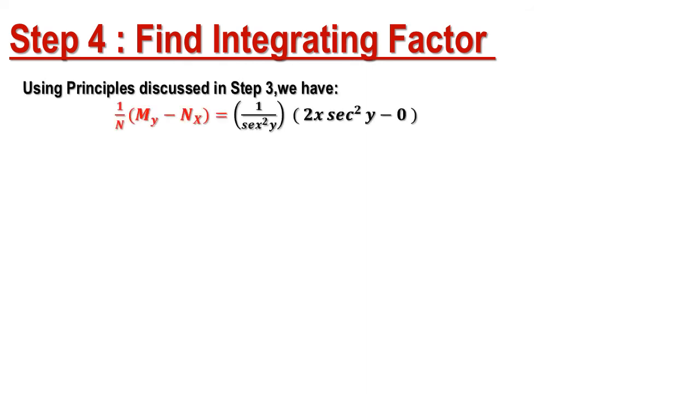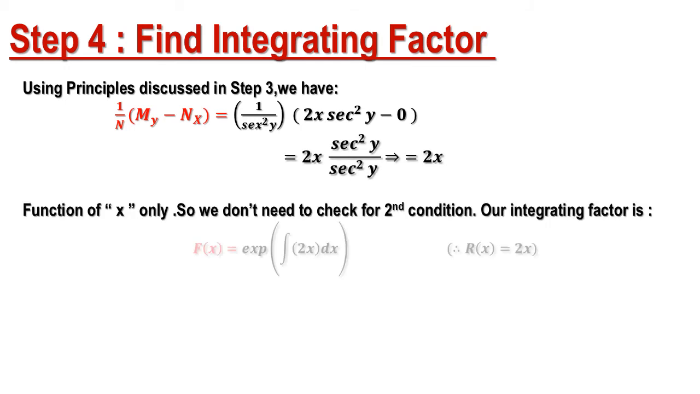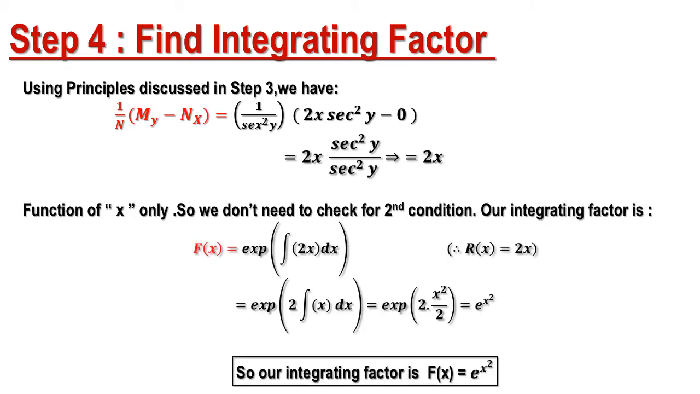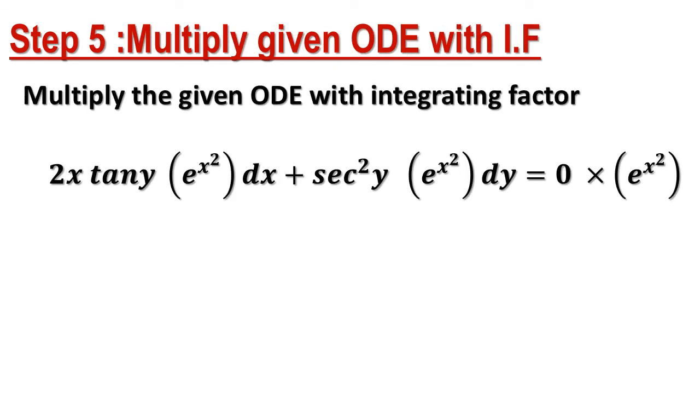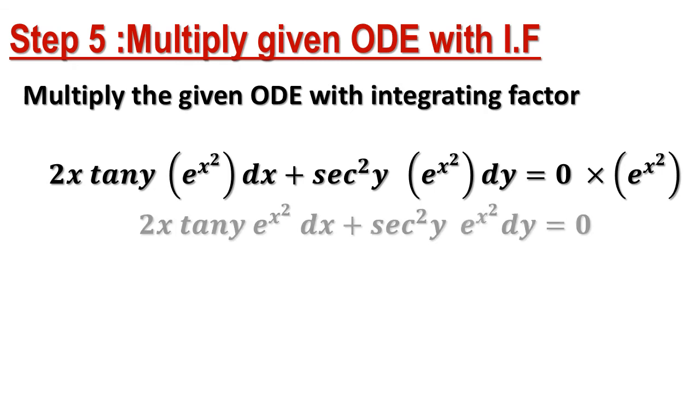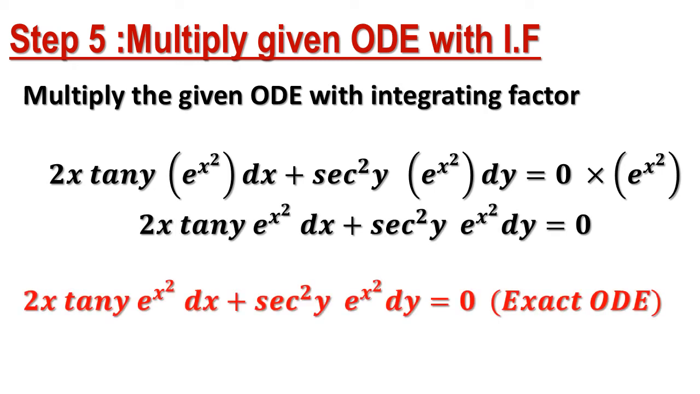Let's get back to our problem. In our problem we found that the first condition is true, so our integrating factor will be. In the next step, we multiply the given ODE with the integrating factor we calculated in the previous step. After making the necessary calculations, we get an exact ordinary differential equation.